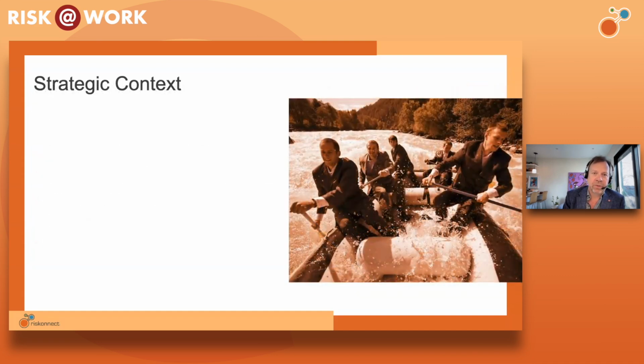The next thing I want to talk about is strategic context. So this is now the outside, so the connection between inside and outside. This is now about strategy. Is this an organization that builds value by placing bets?